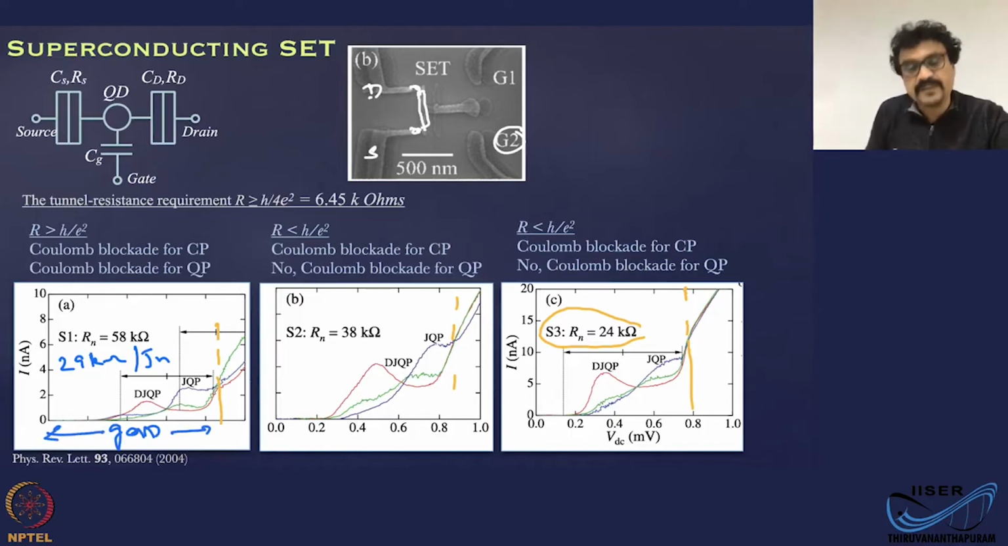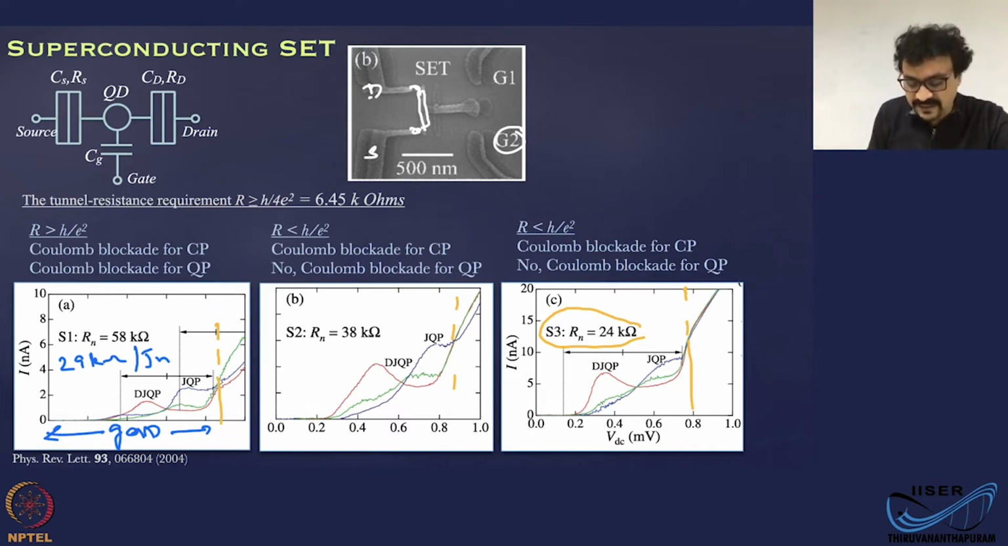Okay, and below the gap you have transport features where both Cooper pairs and quasi-particles are involved. This is called the double junction quasi-particle cycle, and this is the double Josephson quasi-particle cycle, and this is the Josephson quasi-particle cycle. Okay, this is also called the 3e cycle, because you have one Cooper pair and one electron going through both junctions. In effect, you are transferring 3 electrons through the system.